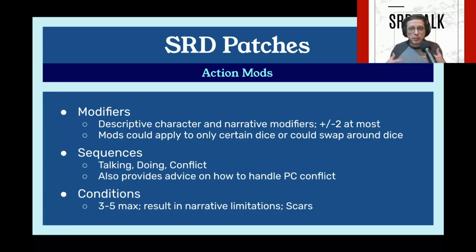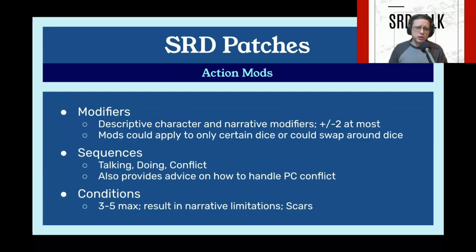So for example, modifiers. Obviously, most games have some form of modifier based on what's going on in the narrative or character. The character might have some particular modifiers. Obviously, in narrative games, these are often straight descriptors of the character. The game suggests only really having a +2 or -2 at most when it comes to actually adding raw bonuses or penalties to dice themselves.